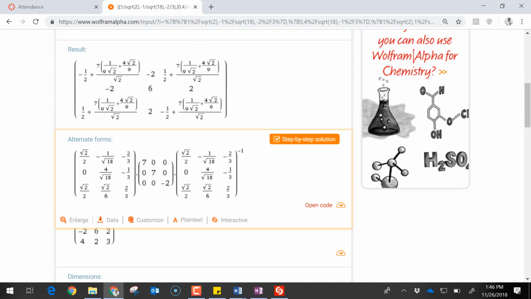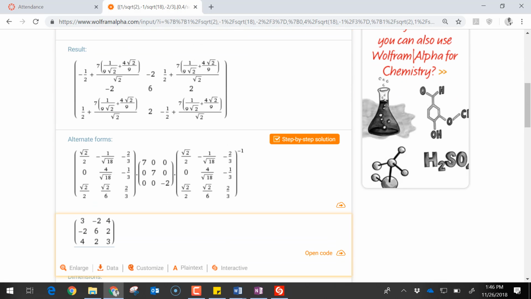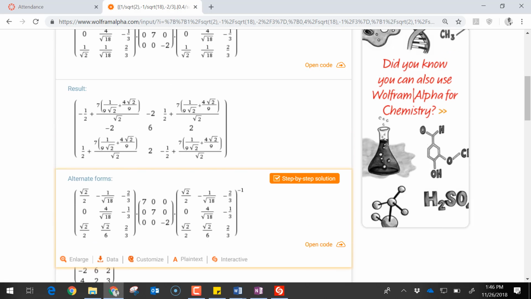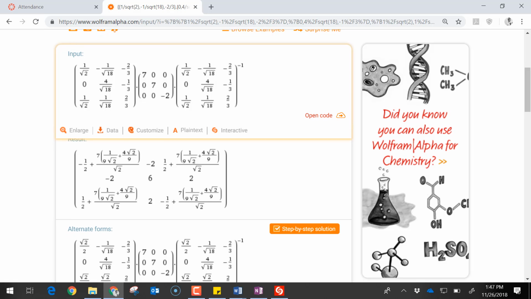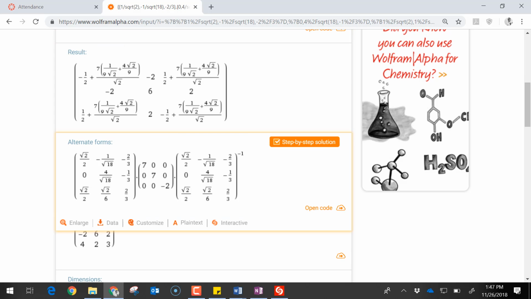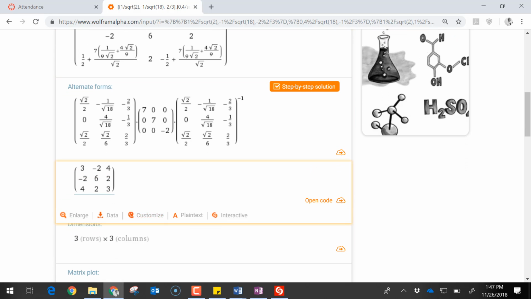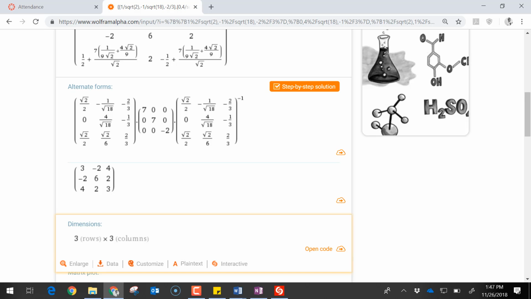Oh boy. Let's soak this in for a second. This is the input here, which is P D times P inverse, and some work that happened. But look at the answer. Look familiar?